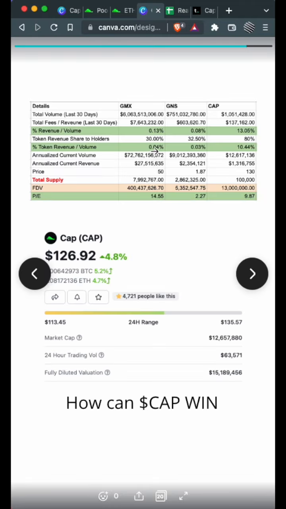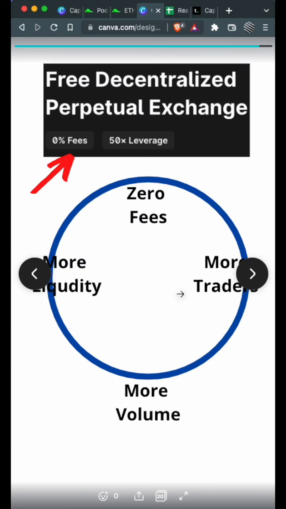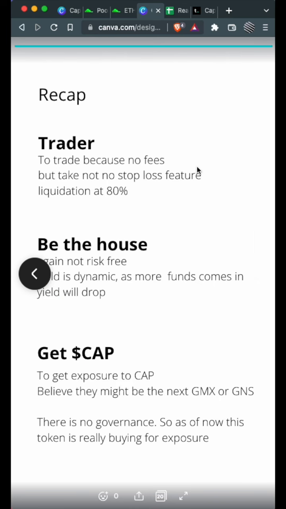There are some leaders in this space of perpetual decentralized exchanges. GMX and Gains are the earlier ones and are doing very well, as you can see from the trading volume. CAP has a market cap of about 12.5 million. So how do they differentiate themselves? By having no fees. Their aim is to build a flywheel with no fees, hopefully more traders, more volume, and therefore more liquidity. To sum it up, as a DeFi user, you can go to Cap Finance and trade because no fee is attractive.